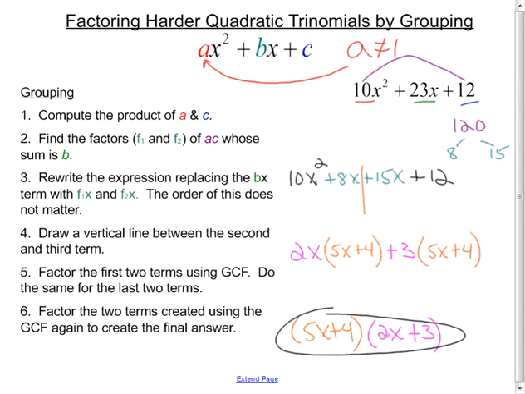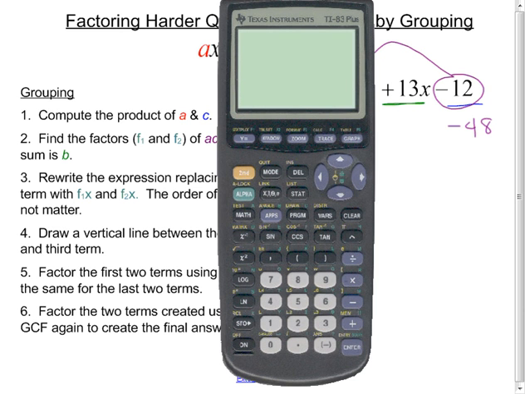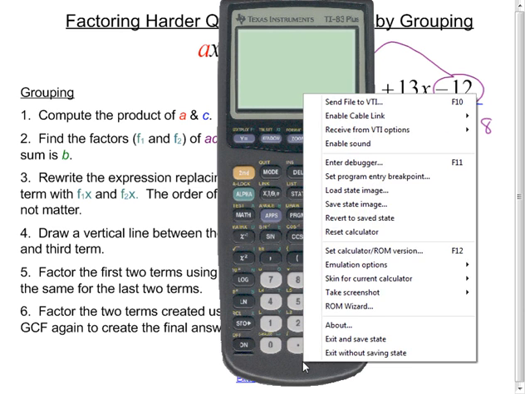Okay, so I'll give you another example of this. I think this next one's going to have a negative involved in it, which shouldn't throw me off too badly. Let's see what we have here when we're asked to factor 4x squared plus 13x minus 12. In this problem, the values of a, b, and c are 4, 13, and negative 12 respectively. So in step 1, when I compute the product of a times c, it's 4 times negative 12, which is negative 48.